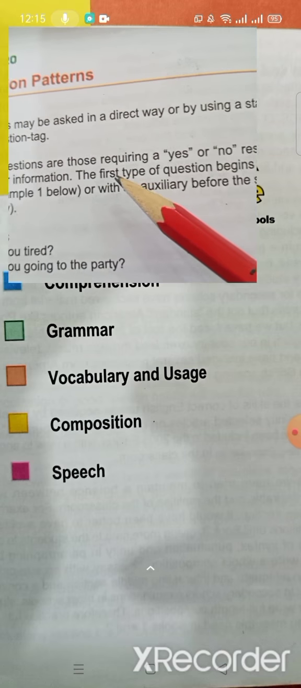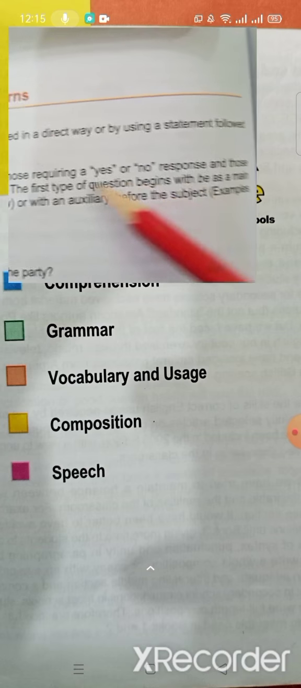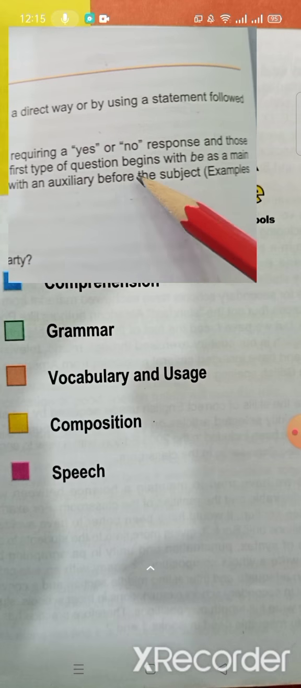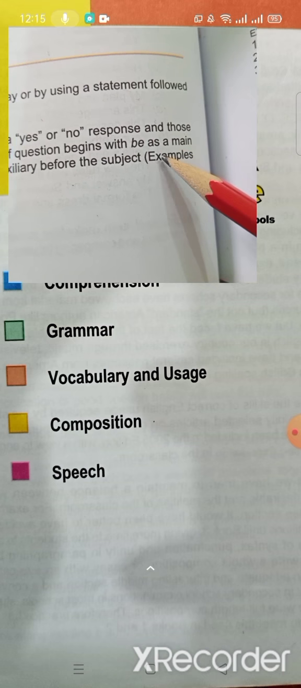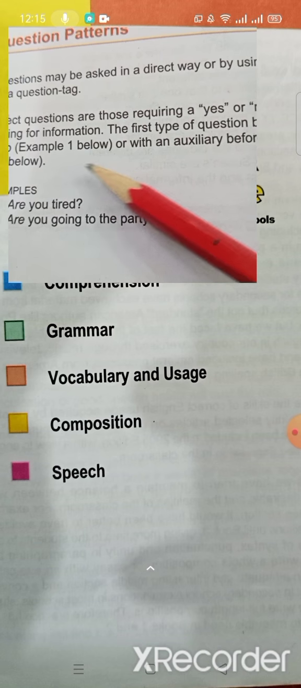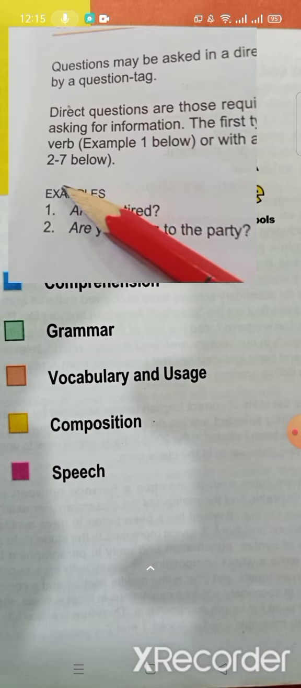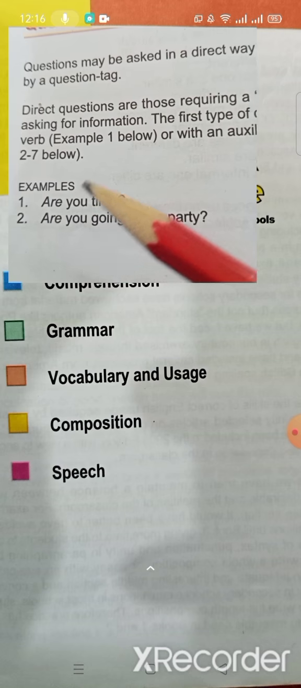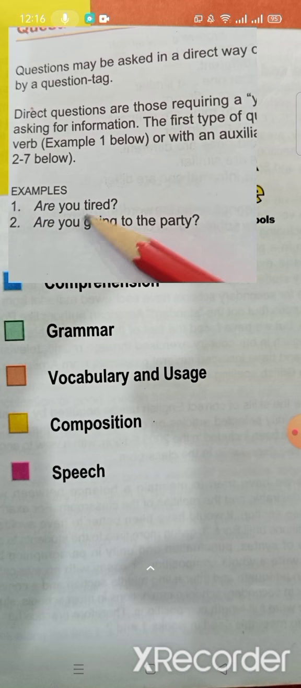Direct questions are those requiring a yes or no response, and those asking for information. The first type of question begins with the be verb, meaning is, am, are, was, were, as a main verb, as in example number 1 below, or with an auxiliary before the subject, examples 2 to 7. Here I am trying to say that there are some direct questions which require a response of yes or no, meaning you will answer in yes or no.